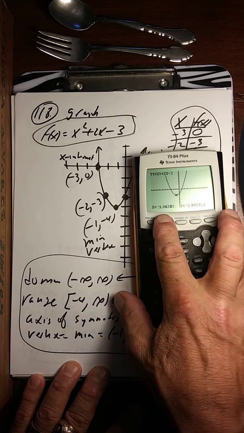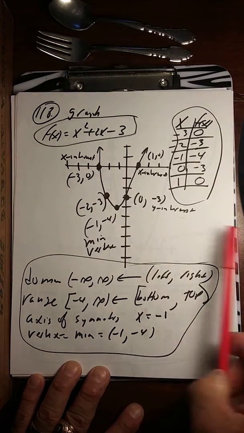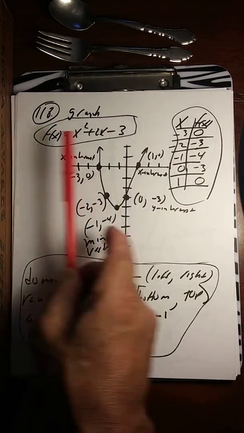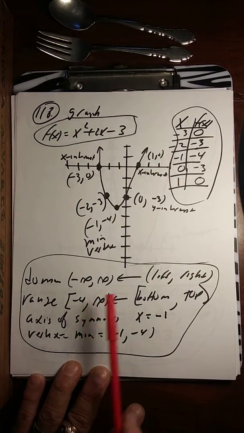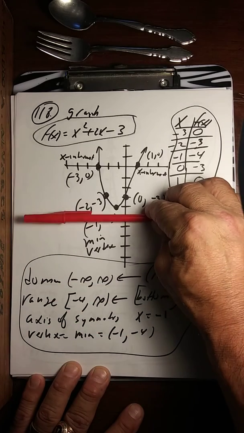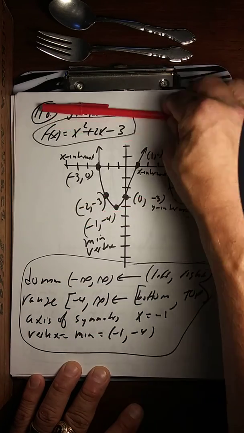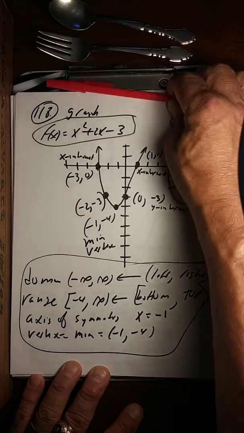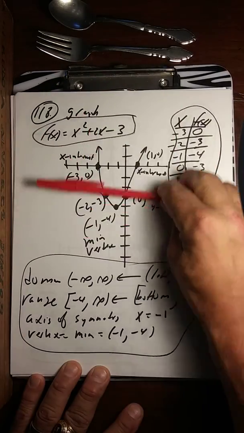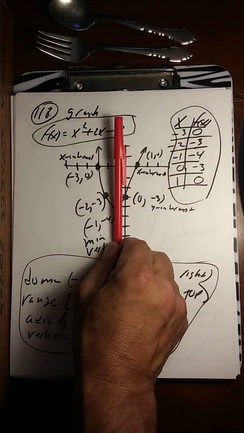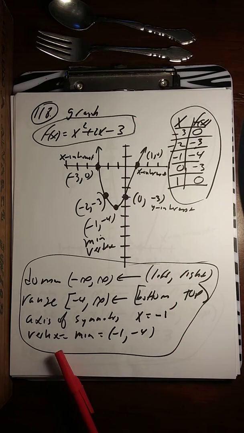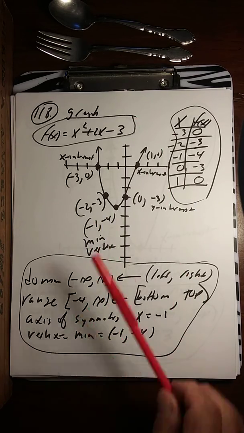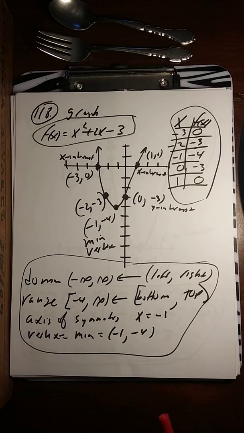And -1 and -4. Okay, so the domain, negative infinity, left and right. Range goes from where? Right there, from -4 up, so from -4 to infinity. Domain, range, and axis of symmetry is right there, -1. And it's a vertex right there, and it's a min at -1 and -4.